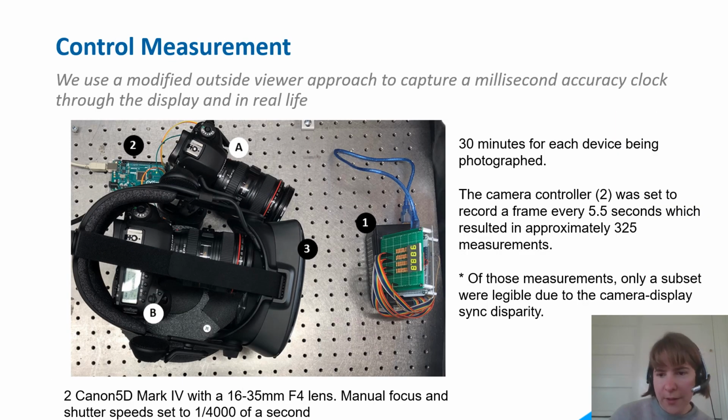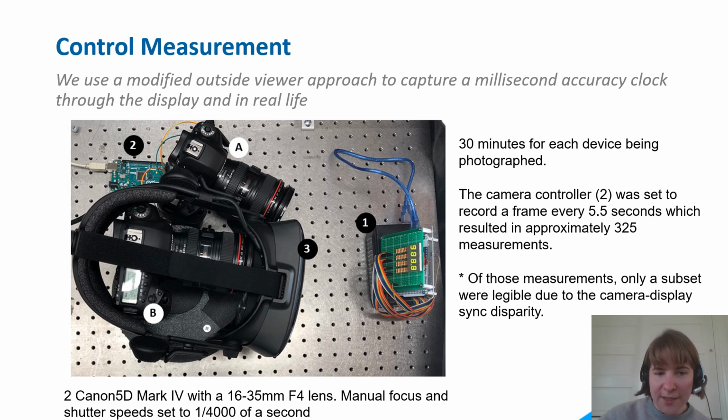Of course, we need to compare this to a control measurement that is more similar to the approaches I showed before. And we use this modified outside viewer technique of high-speed cameras. To do that, we have also created a millisecond accuracy clock. And what we do is we have a camera that looks directly at the clock and a camera that looks at the clock through the VR system.